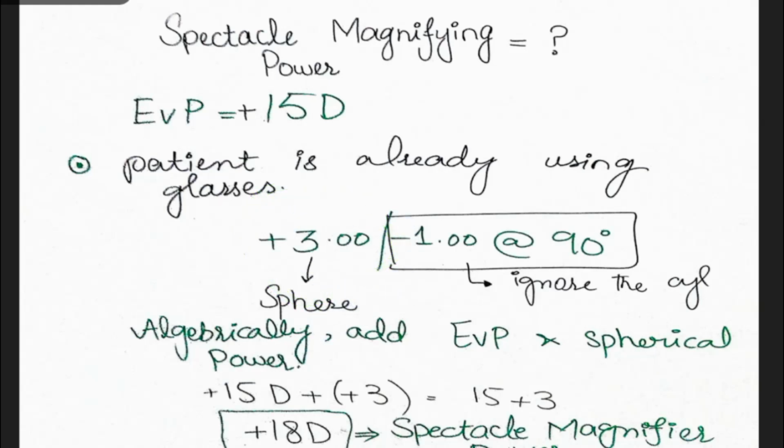Now, if the patient is using any prescription, you have to ignore the cylindrical number and focus on the spherical number. How are you going to focus on the spherical number? You have to algebraically add the equivalent viewing power with the spherical power in order to get the actual power of the spectacle magnifier. So algebraically adding EVP with the spherical power, you obtain +15 + 3 equals 18 diopters. So this is the actual spectacle magnifier power, right? So the power of the spectacle magnifier will be +18 for this patient.